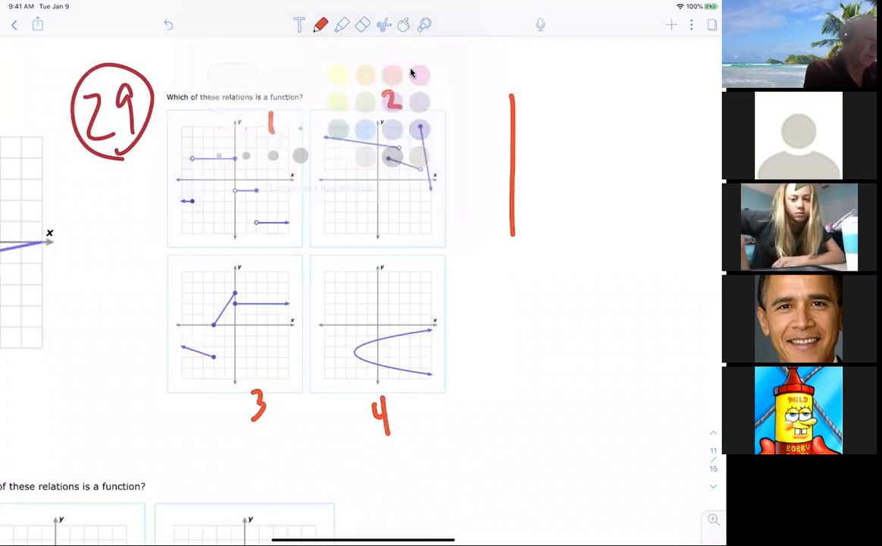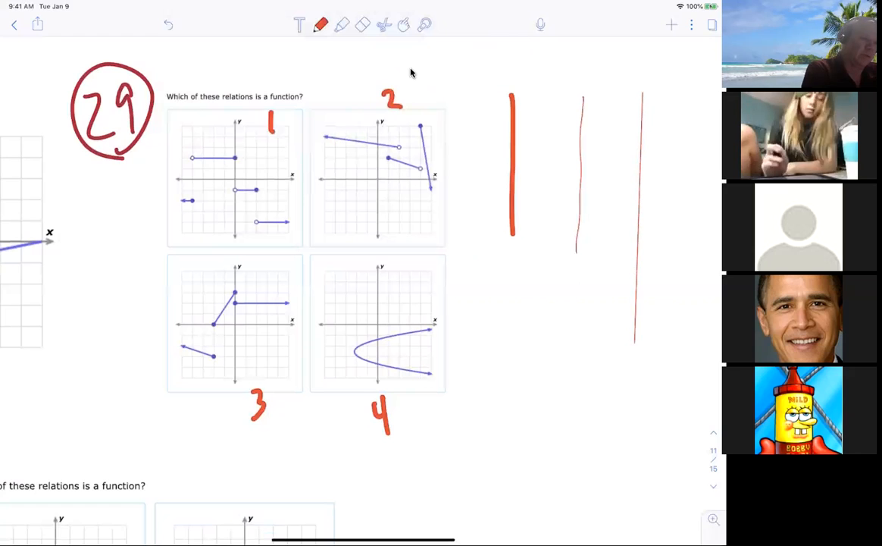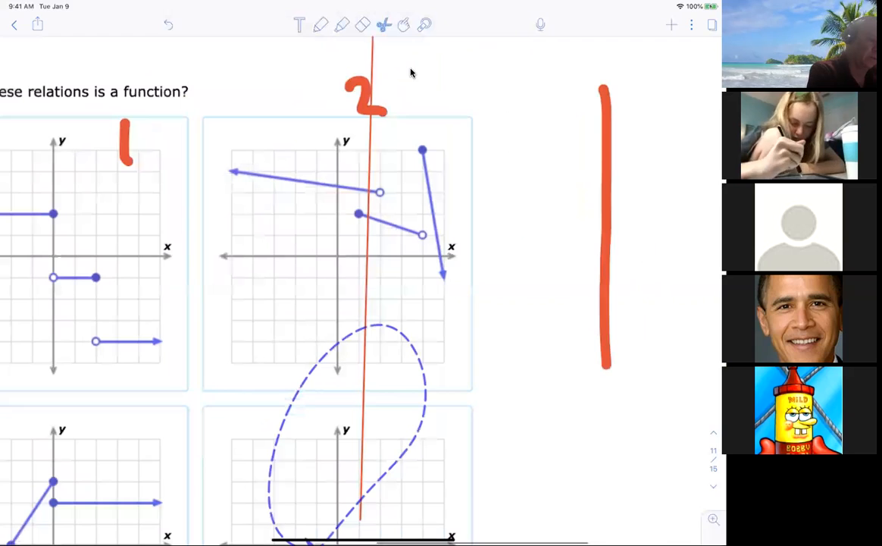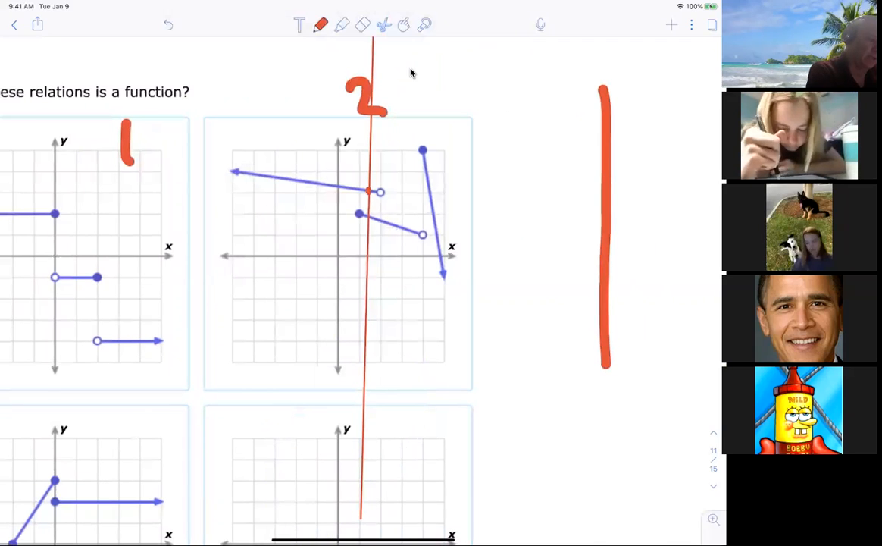I'm going to make a skinnier vertical line. All right, here we go. Here's my vertical line. As I'm passing through, does it touch at 2 spots? What's that right there? I thought we're going off of just the circles, though. I didn't say you were just counting the circles. I said anywhere on the graph, if they overlap, it's not a function.